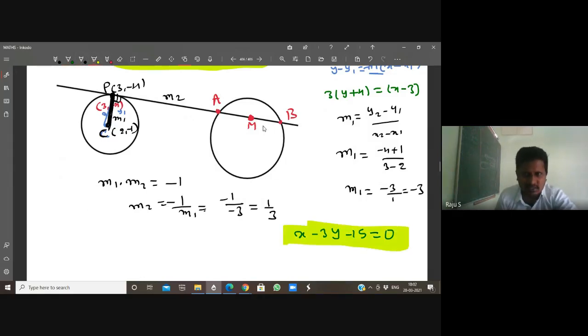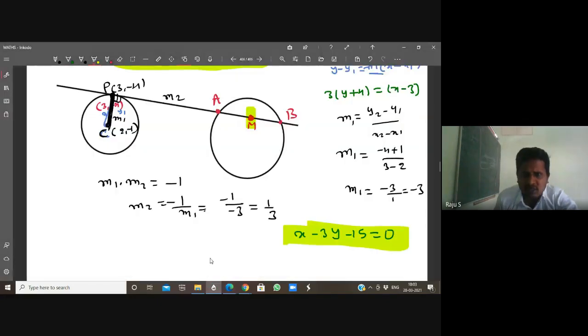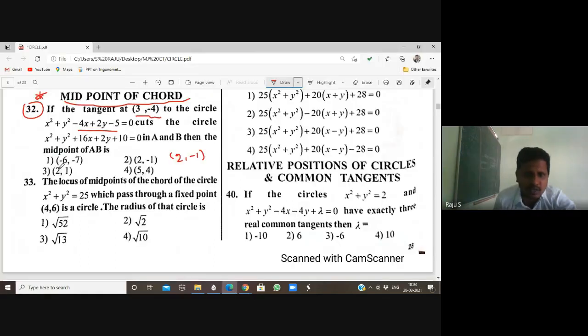Okay, this is the tangent. Tangent equation. Here, if you want to find the point, we need to find the other circle's equation. We need to apply two or three properties. So here we got the tangent equation. Where is the midpoint? Does it lie on the tangent or not? Yes, it lies on the tangent. You can just verify with the options.